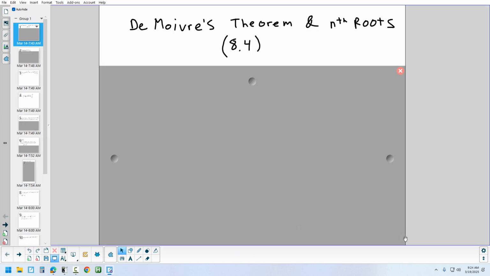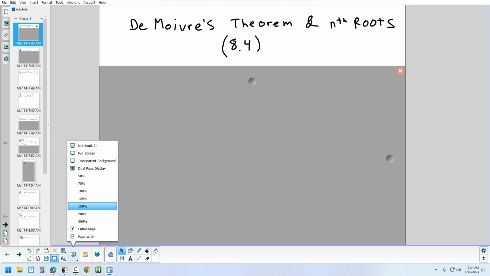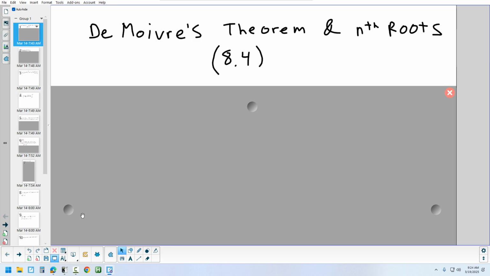All right, so the last section we're going to look at is 8.4. And 8.4 is very much connected to 8.3. Instead of taking two complex numbers in trig form and multiplying and dividing them, we're going to take complex numbers in trig form and raise them to a power. And the opposite of raising to a power is taking a root.